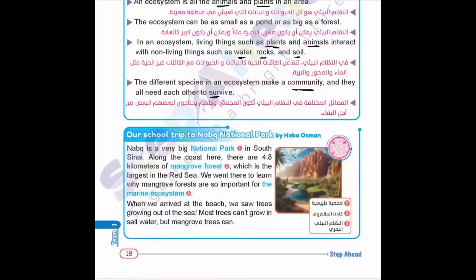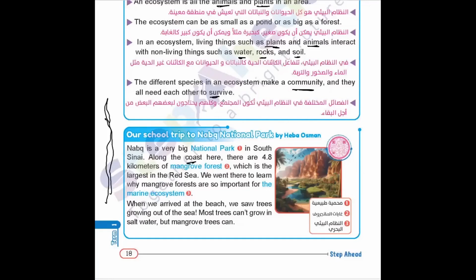Now go to the trip to Nabk National Park. Our school trip to Nabk National Park. Let's check what happened on this trip. Nabk is a very big national park in South Sinai. Yes, we know that. Along the coast here. This national park runs along the coast. Along the coast, we speak about something like a beach. So we can find this national park along the coast here.